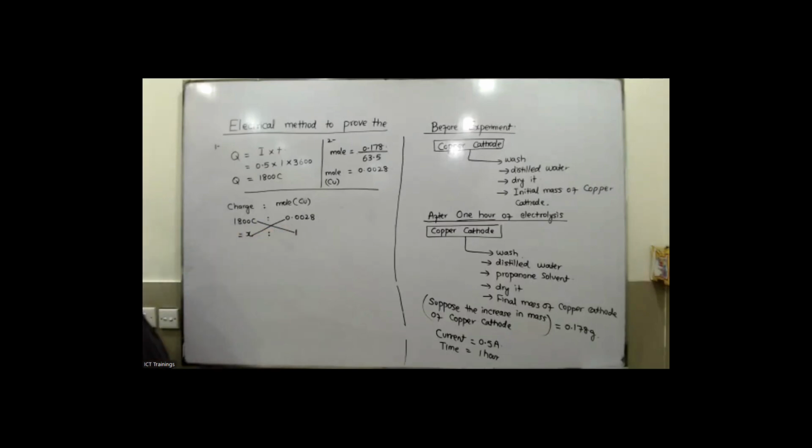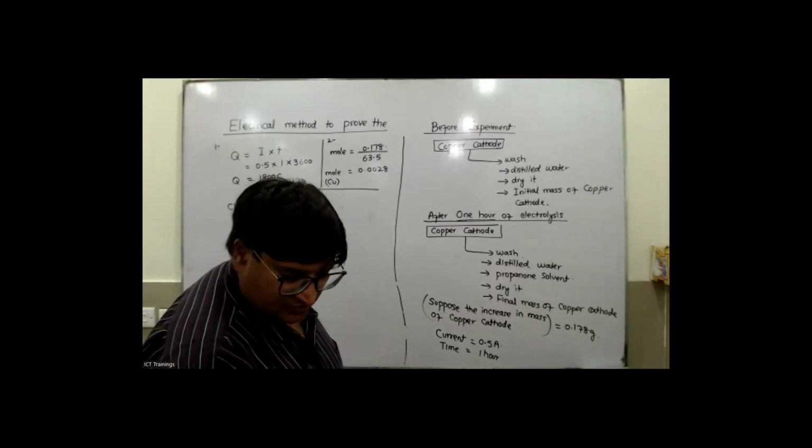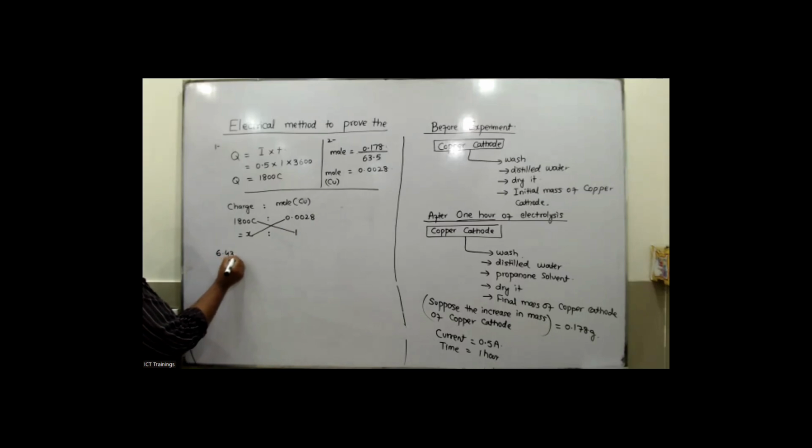So just do it, my dear. 1800 divided by 0.0028. So what will you get? 6.43 multiplied by 10 raised to power 5. So this is the charge in coulombs.